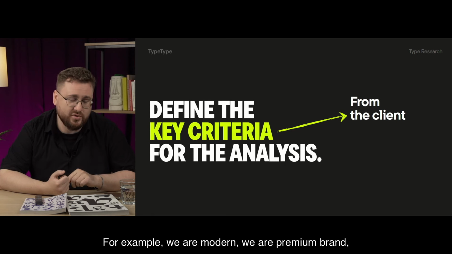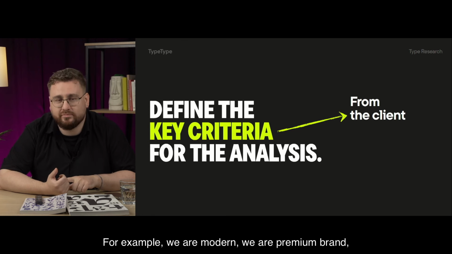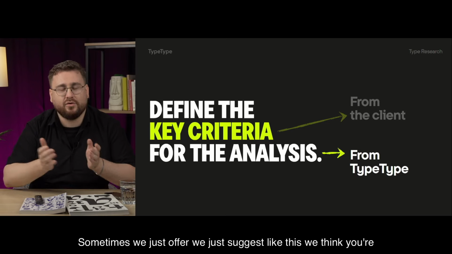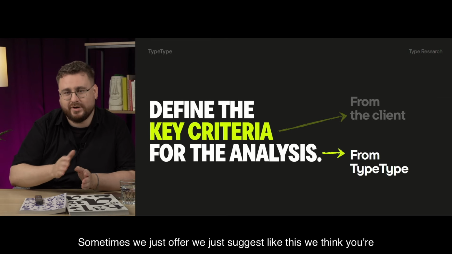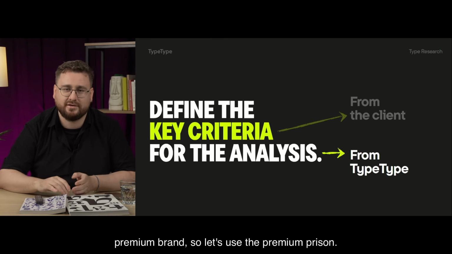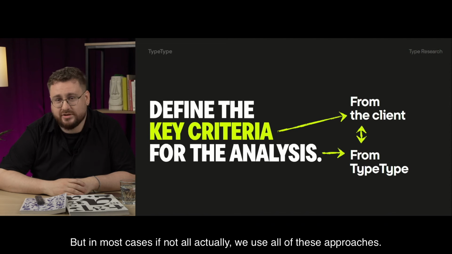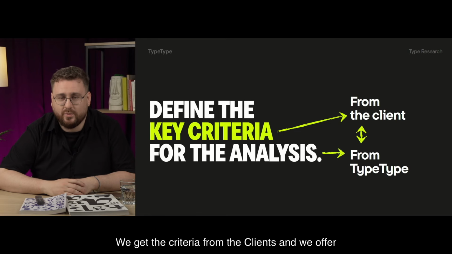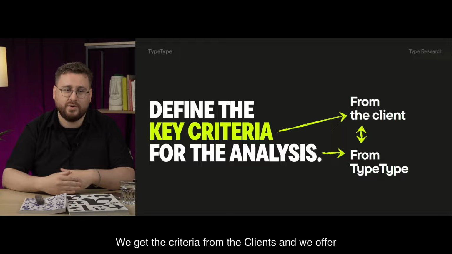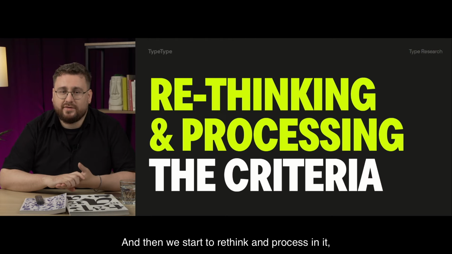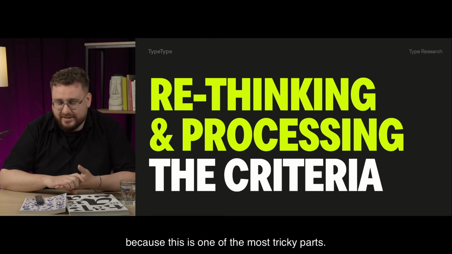For example, we are modern, we are a premium brand, let's analyze the market from the premium prism. Sometimes we just suggest, we think you're a premium brand, so let's use the premium prism. But in most cases, if not all, actually we use all of these approaches. We get the criteria from the clients and we offer our vision as well. And then we start to rethink and process it, because this is one of the most tricky parts.